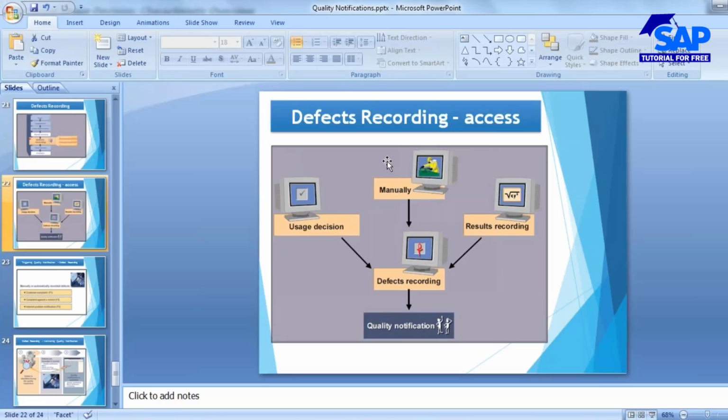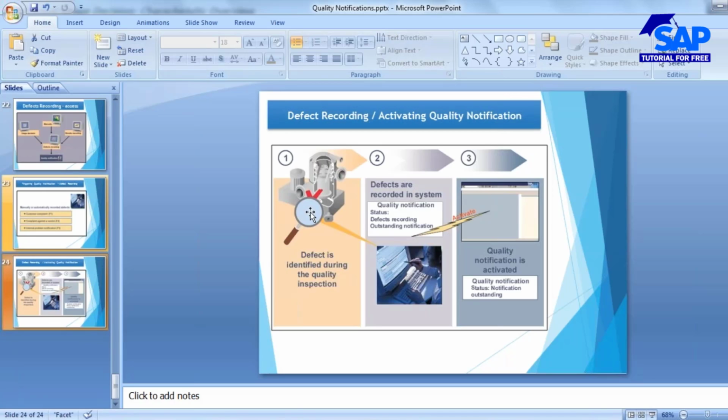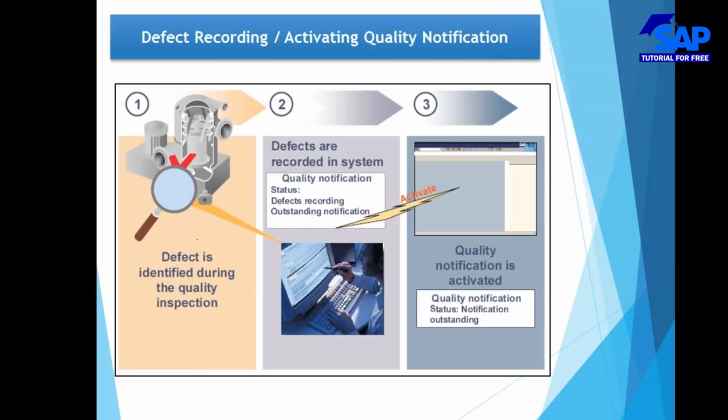So basically defect recording you can trigger from 3 places. Whether you're doing the results recording, or you can trigger it manually, or during the usage decision. Ultimately you do the defect recording. Okay, so now during the defect recording you will be able to trigger the quality notification. So how to trigger is like this. So your defect is identified during the quality inspection, and you record the defects in the system, second step, and while recording the defects you can trigger the notification automatically. So that is how you do. Okay, so that option is also possible.